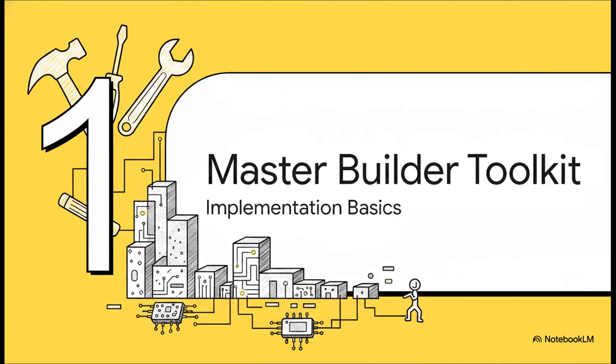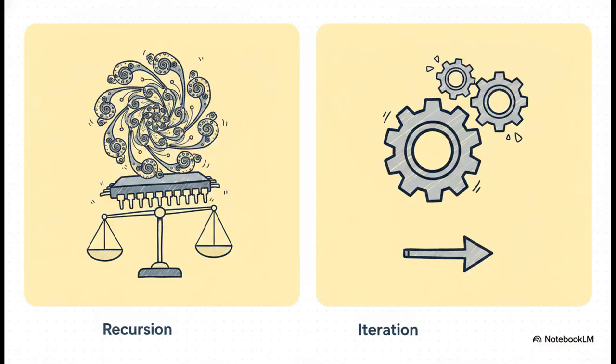All right, kicking things off with Section 1, the Master Builder Toolkit. Now, before we actually start building, we absolutely have to understand our materials, specifically how our code actually lives and breathes in physical memory and hardware. Let's look at recursion versus iteration. Recursion uses these beautiful self-referential functions. It breaks problems down elegantly and expresses complex patterns with super clean code. But there's a catch. It is heavy on memory.